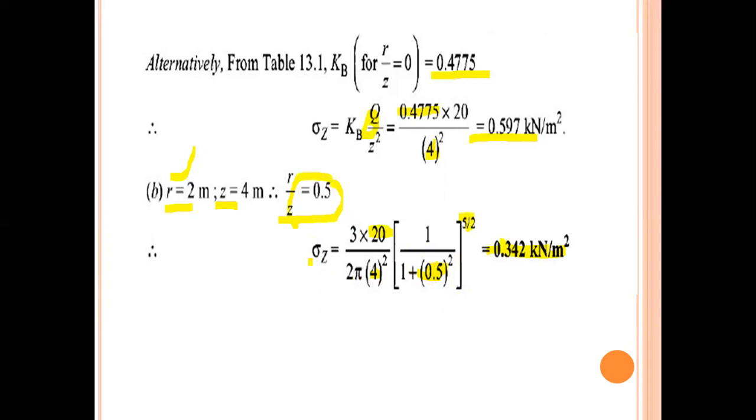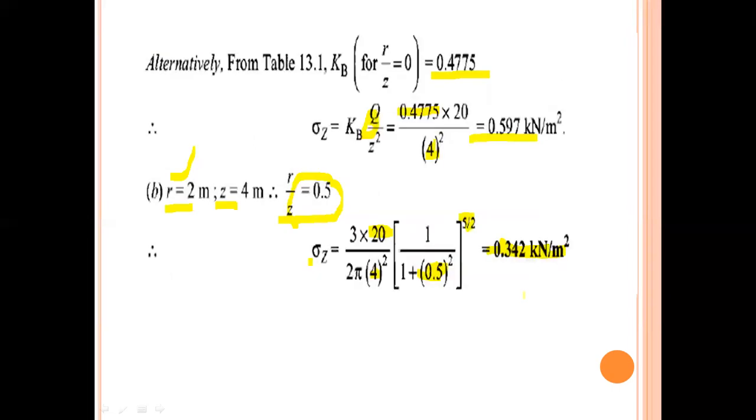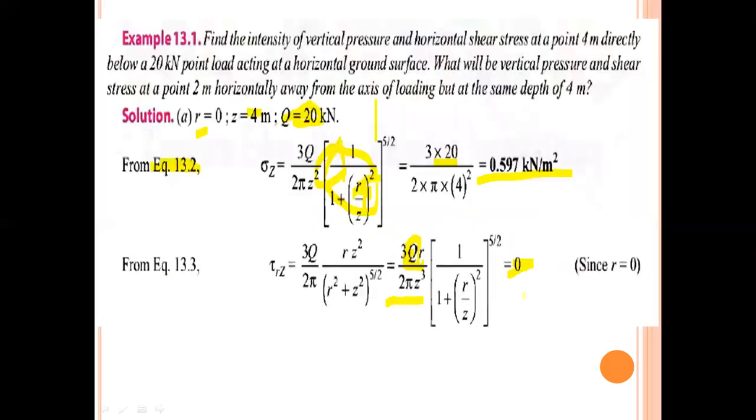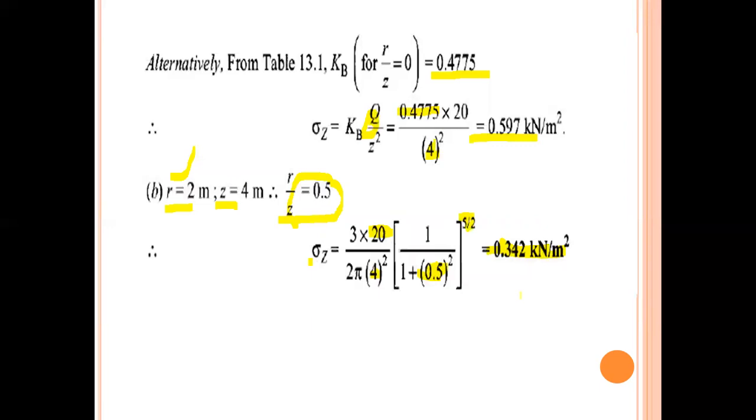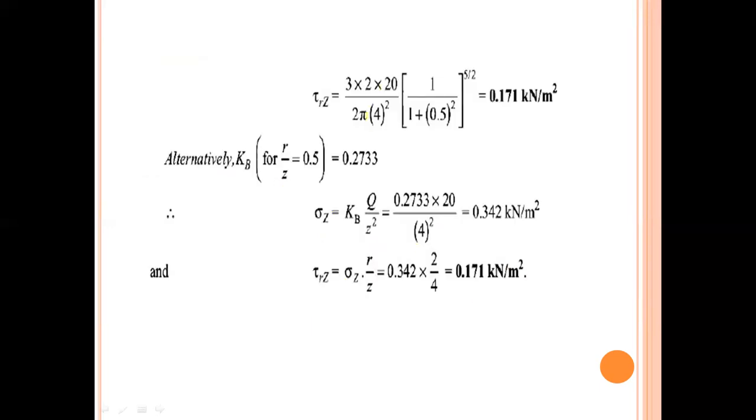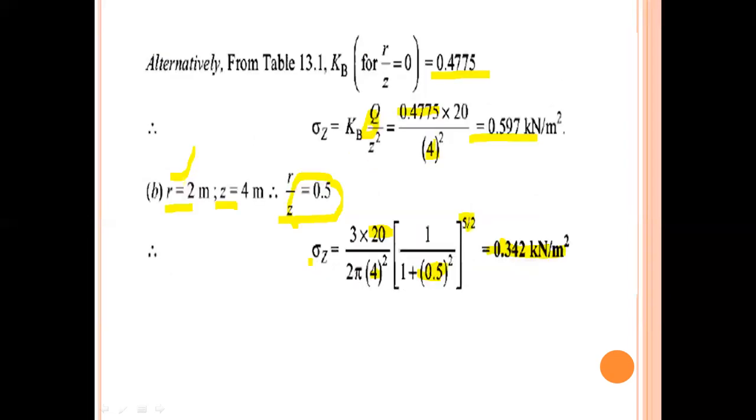It is the sigma Z. And tau RZ equals 3 into Q into R cube by 2 pi Z square into 1 by 1 plus R by Z whole square power 5 by 2. So R value is taken as 2 and Z is 4, substitute 4 square, Q value is 20.